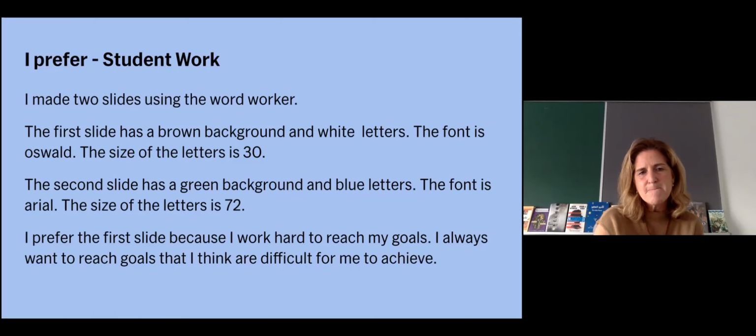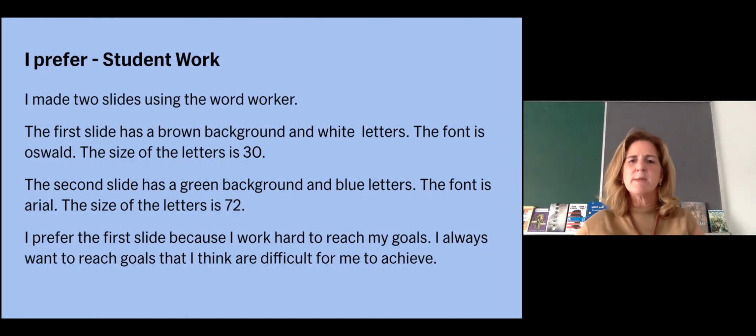And now the next slide. And this was the other. And then we talked about which one really represents you. And he selected the second slide. Let's go to the next slide. And he explained why. He copied the fonts, he told me the sizes, and then he said he preferred the first slide because I work hard to reach my goals, and I want to reach goals that I think are difficult for me to achieve. So this was his explanation. And I thought it was beautiful. It was perfect. He is a hard worker. And the essay that he ended up writing displayed that, displayed his perseverance and overcoming obstacles. Next slide, please.